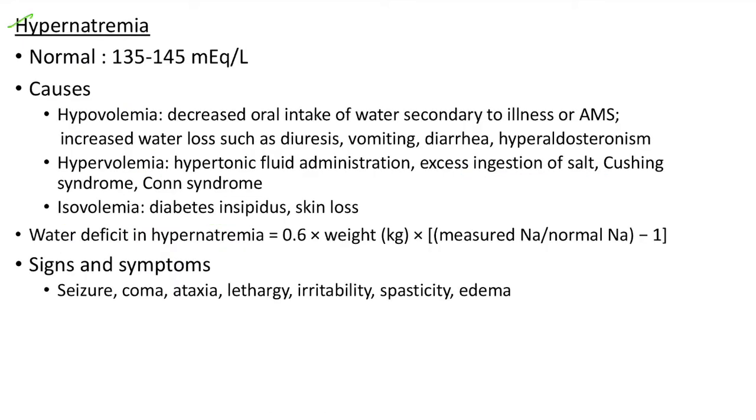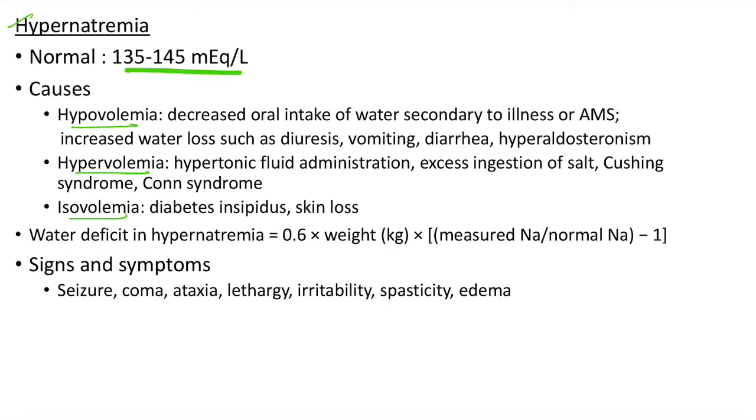Now let us see about hypernatremia. The normal sodium level is between 135 to 145 milliequivalent per liter. What are the causes of hypernatremia? The causes of hypernatremia can be divided into hypovolemic hypernatremia, hypervolemic hypernatremia and isovolemic hypernatremia.